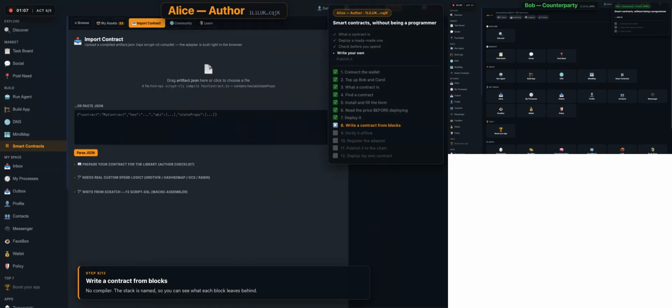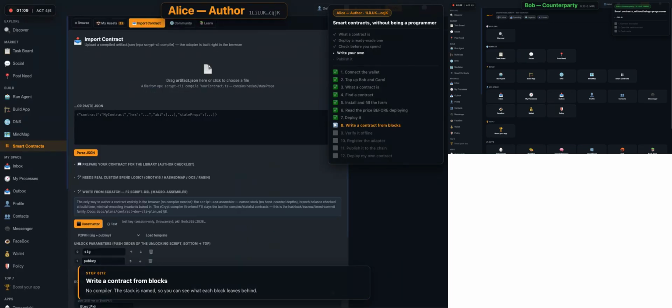Deploying is one ordinary transaction that locks coins behind rules. After that, the tally lives in the contract itself, and anyone can spend against it with their own key.